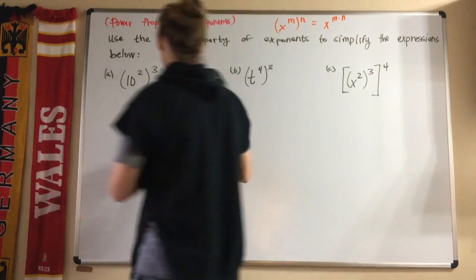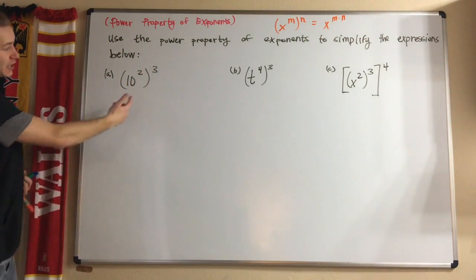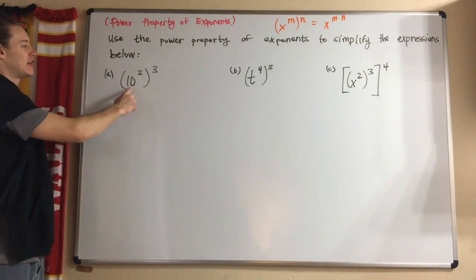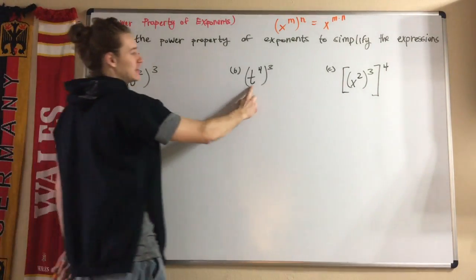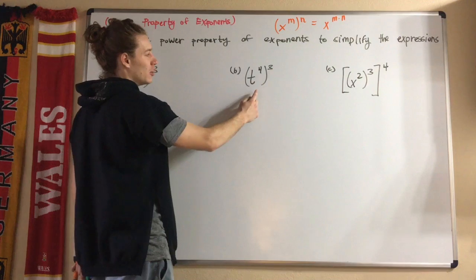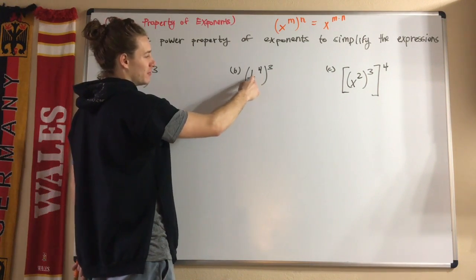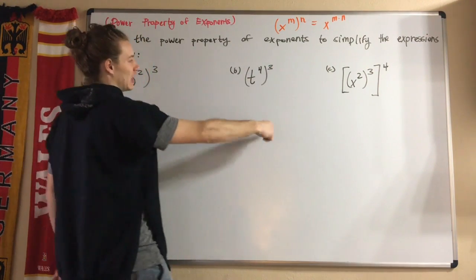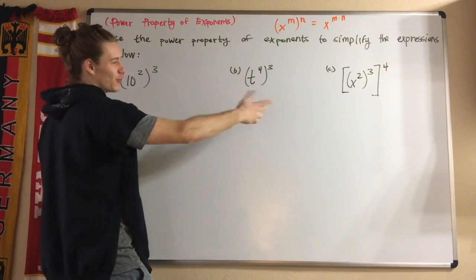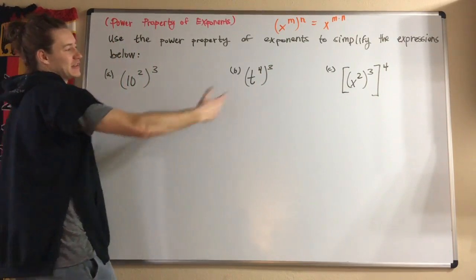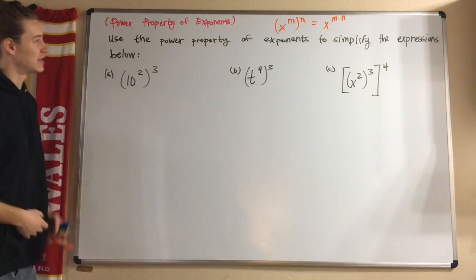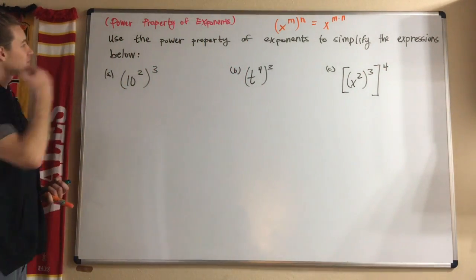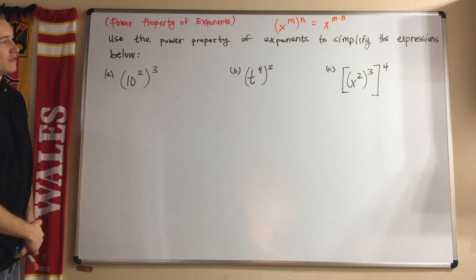So again, we're taking powers of powers. And here you can say in the first case, we have 10 squared cubed, or the third power of 10 squared. Here we have t to the 4th cubed, or the third power of t to the 4th. You can say this a lot of different ways. In this last case, you can see we have a power of a power of a power. So it's layered twice there. In any case, let's read what this problem says and see how we can solve it.